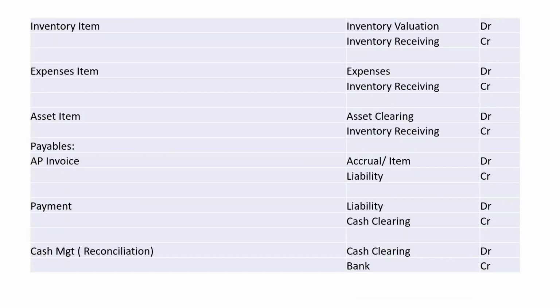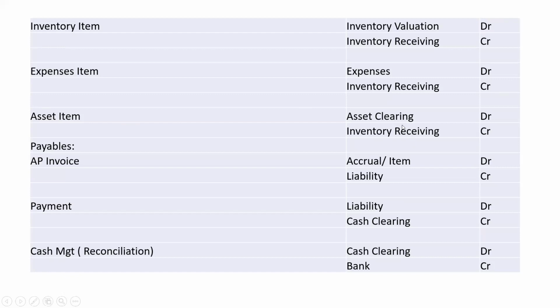Next, as standard, items are classified into three: inventory item, expense item, and asset item. If it is an inventory item, inventory valuation debit and inventory receiving account credit. If you are purchasing an expense item, expense account debit, inventory receiving account credit. If it is an asset item, asset clearing account debit and inventory receiving account credit.